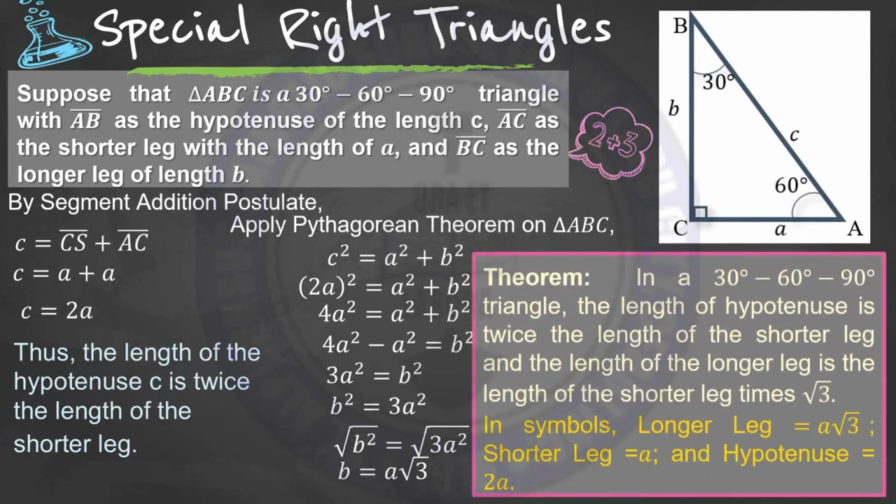In the theorem, in a 30-60-90 degrees triangle, the length of the hypotenuse is twice the length of the shorter leg, and the length of the longer leg is the length of the shorter leg times square root of 3. In symbols, the longer leg is equal to a square root of 3, the shorter leg is represented as a, and the hypotenuse is represented as 2a.